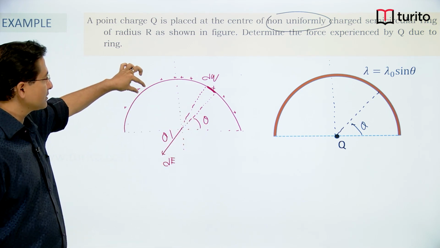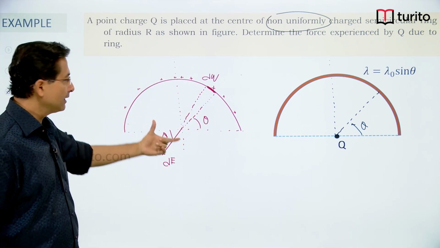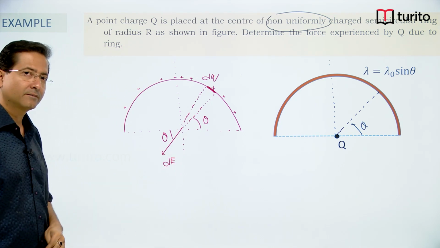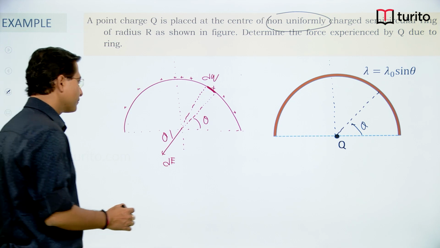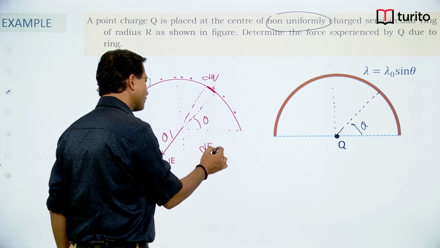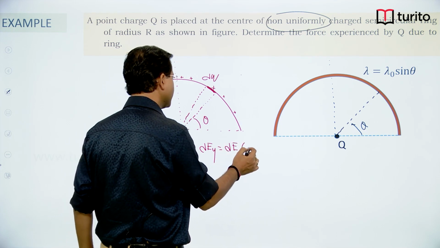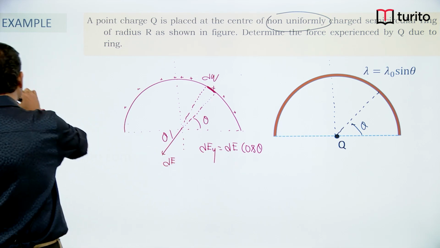From symmetry we can easily say that their x components will get cancelled out. If I take a similar element somewhere here, then it will produce a field in this direction, and their x will cancel out and their y will get added up. So directly let us calculate the y component, because x will come 0. So for the y component I can write dE cos theta, sorry, dE sin theta.